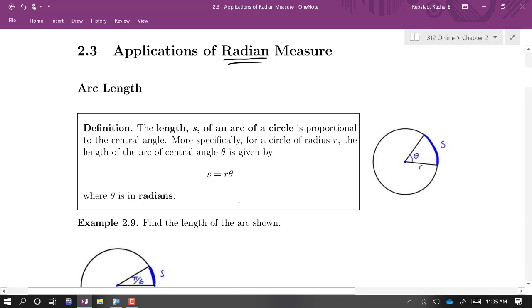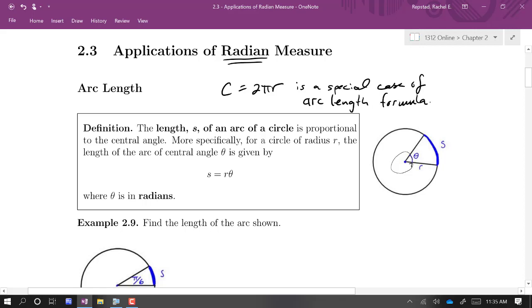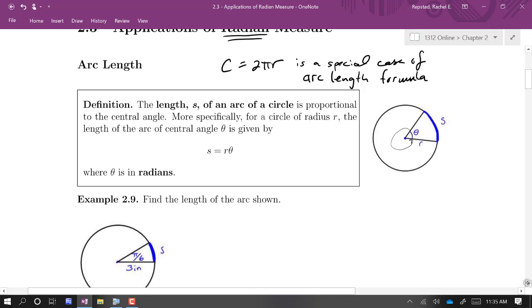We are actually already very familiar with a special case of this formula. If I took this angle and went the whole way around, then the arc length would be the whole circumference. And in that case, the central angle is a full revolution, which is 2 pi radians. So circumference equals 2 pi r. This is just a special case of this formula. Let's do a couple of examples.